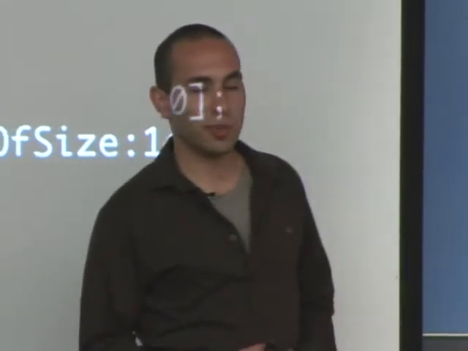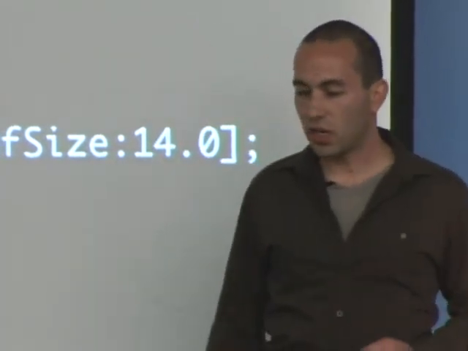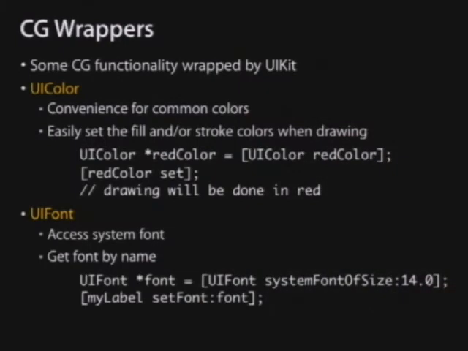So there are some CG wrappers inside of UIKit that are convenient. You may need to refer to some of these CG structures in your Cocoa world, putting them in arrays and stuff like that. The ones that are interesting are UIColor and UIFont. First, UIColor has a bunch of default methods. There's redColor, blueColor, blackColor, yellowColor. You can create UIColors with different RGB values. You can create colors with different alphas, stuff like that.